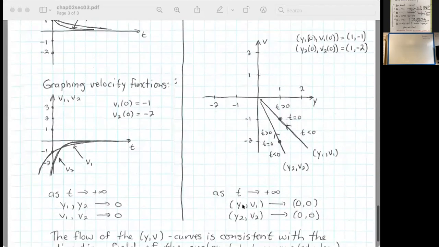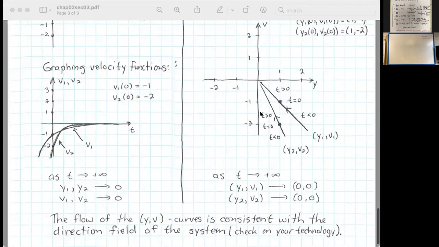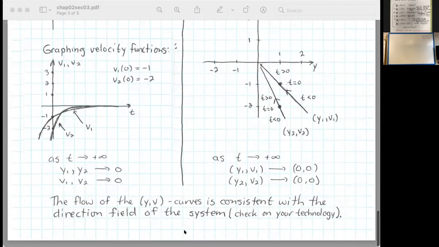Okay, good. So I want you to look at these drawings until you believe that they are the same. I want you to make drawings like this for yourself. You could make them in the Mathematica notebook. So the flow of the YV curves on the right is consistent with the direction field. You could draw a direction field for this problem and check.